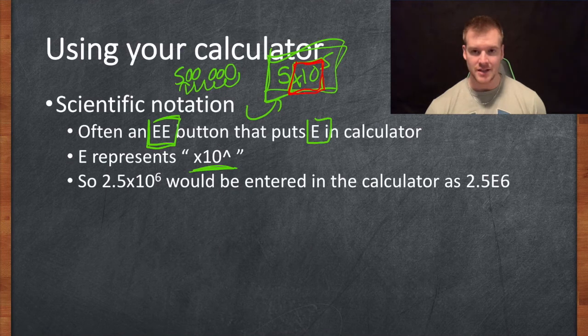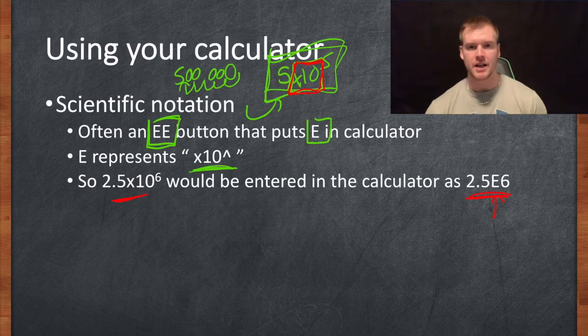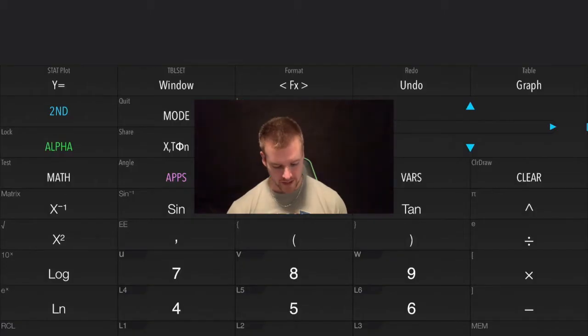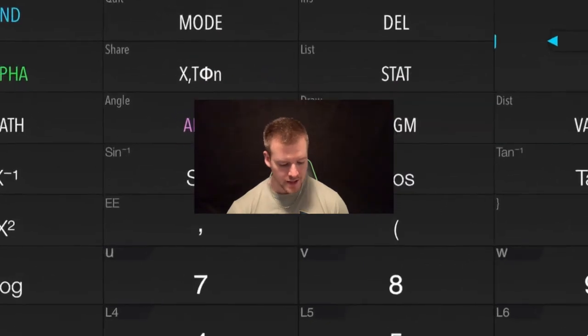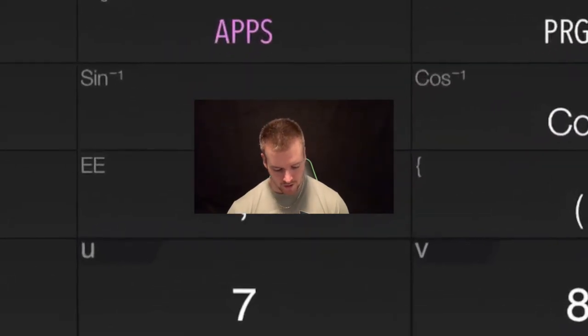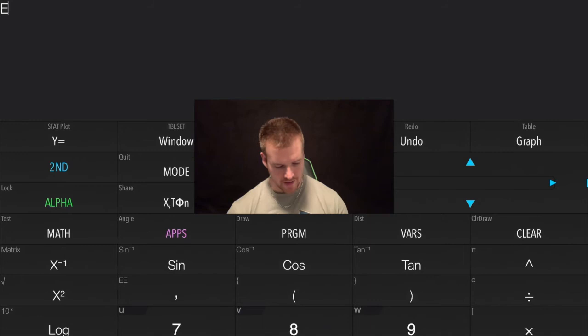So if you were going to enter, let's say, 2.5 times 10 to the 6, you're going to go 2.5, E button, which pops up as an E, and then 6. And that's what's going to represent this number in your calculator. So I'm going to just show that real quick. Okay, so I'm in the calculator now, and hopefully you can see, I know I can't really write on this screen, but there's a double E by the comma, and that's actually the same for a lot of graphing calculators. It's got that little double E up in the corner. So up in the corner, you have to press second to get to that. So I'm going to go second, comma, and that gives me an E.